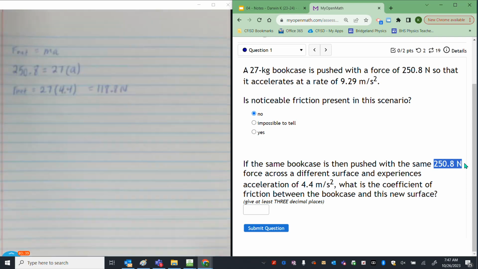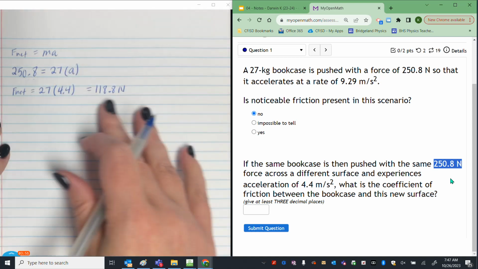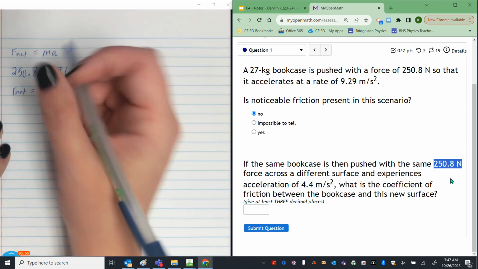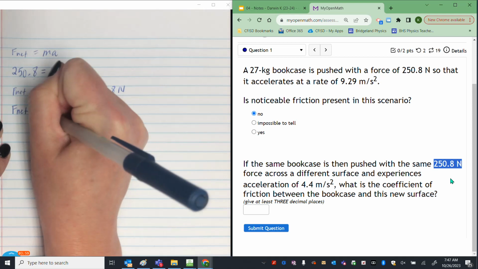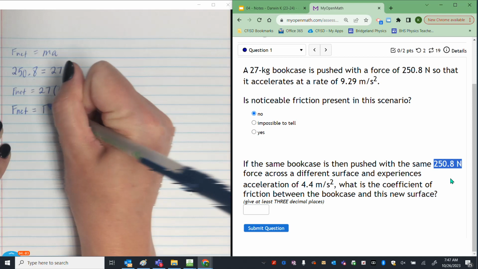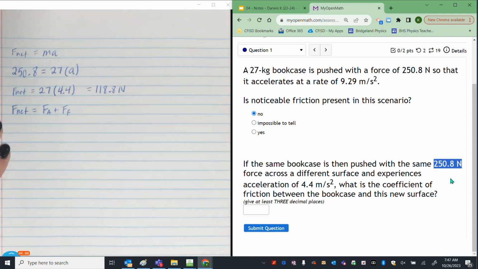So this is the net force. You pushed with 250.8 newtons, but only 118.8 of that is actually causing the acceleration, which means a bunch of it was canceled out. Remember the other equation for net force, if you can't logically figure out how to get your answer for force of friction, go back to this. You should know that your net force is the sum of your forces. In this case, you have an applied force and you have force of friction. Those are the only two.